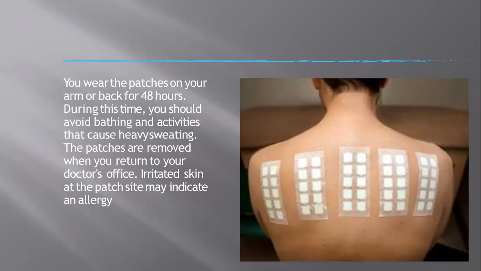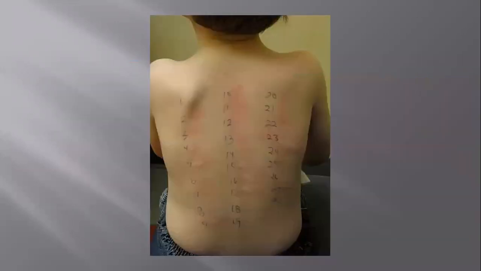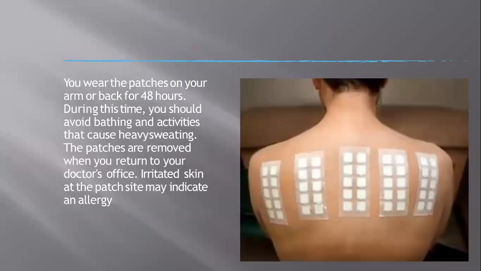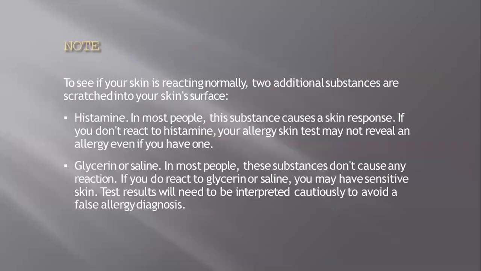So irritated skin at the patch site may indicate an allergy. For example, when you are removing the patches, they will be given numbers like 1, 2, 3, 4, 5, 6, 7, 8, which indicate the different types of allergic items. In this case, if an allergy is present, the particular area of skin will produce a lump, or the skin will produce an allergic reaction like a mosquito bite, or severe allergic reactions will be present for the individual. Okay, so you can identify this is the patch test.